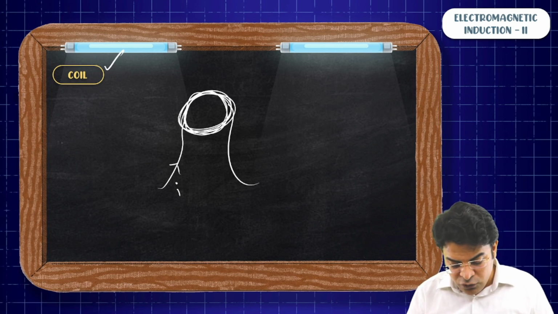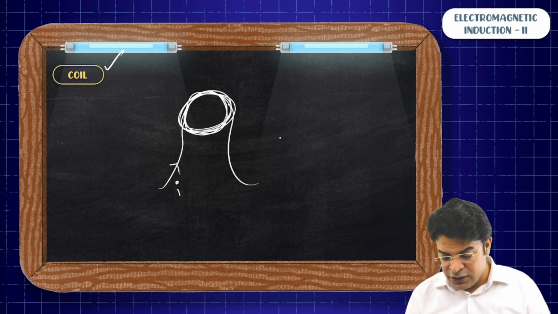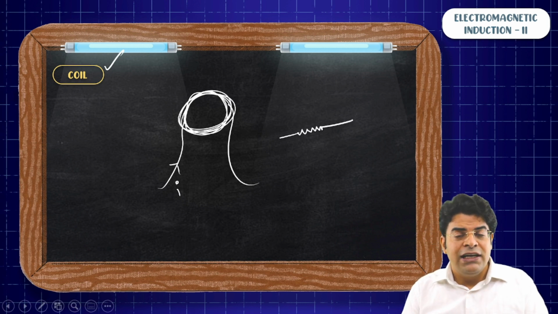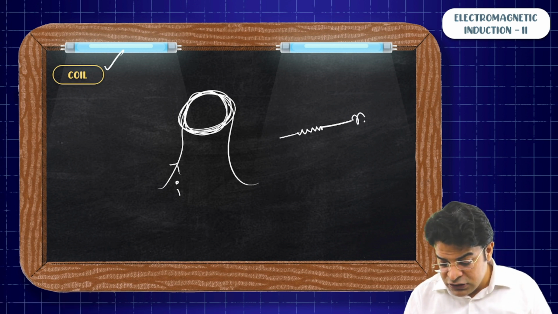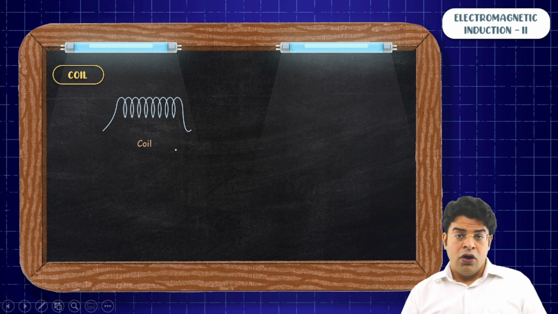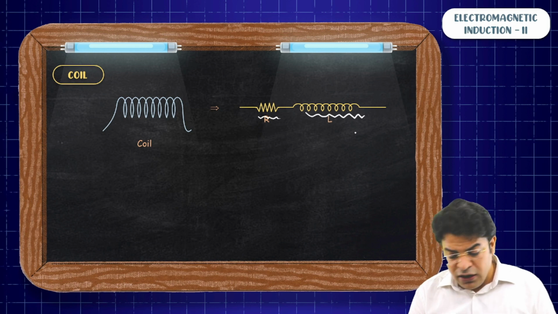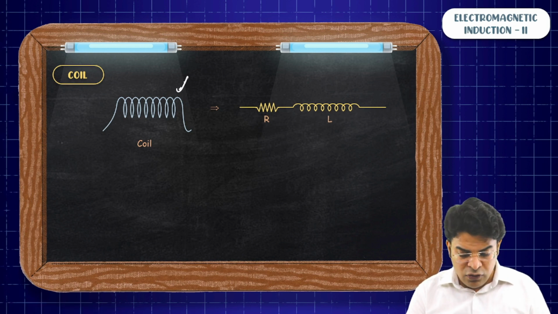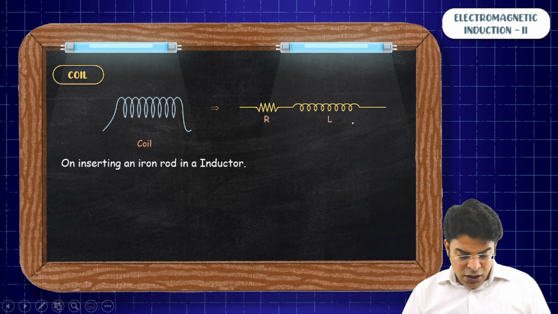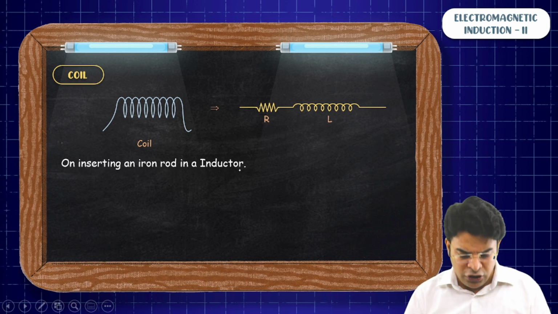So when a current flows through the coil, we know that it is made up of wire, it is made up of metal, so it must have some resistance. Also, when the current flowing through the coil changes, it changes the flux linked with it, so it has got some inductance. So whenever they tell you to think of a coil, always think of a resistor and an inductor in series. Every time you have to think of a coil, think of a resistor and an inductor in series, every time.